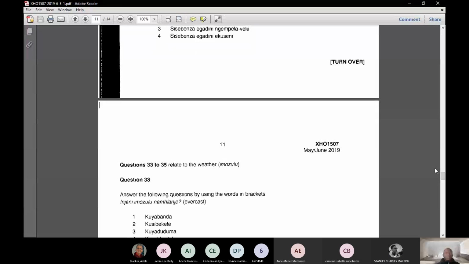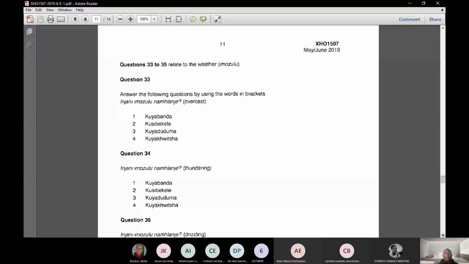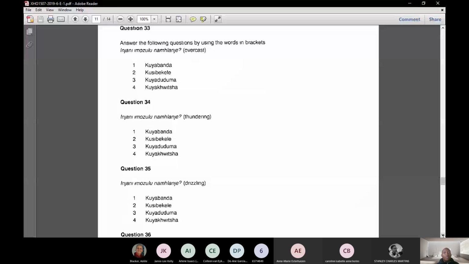Number 33 to 35 relate to the weather. Imozulu. Now you have to know your weather. Question number 33. Answer the following questions by using the words in the brackets. Injani imozulu namhlanje? How is the weather today? The answer is overcast. Does overcast mean kuyabanda, kusibekele, kuyaduduma, kuyakhwija?